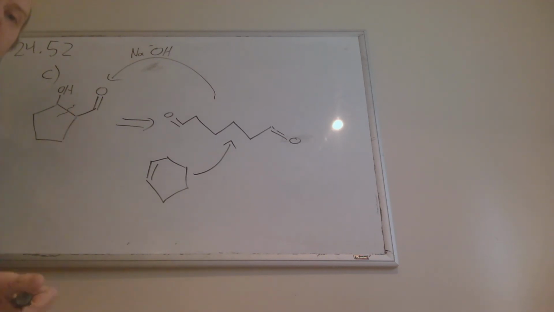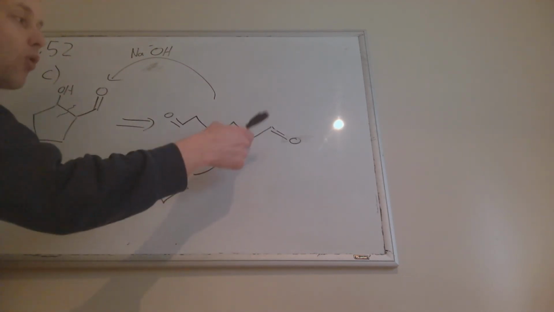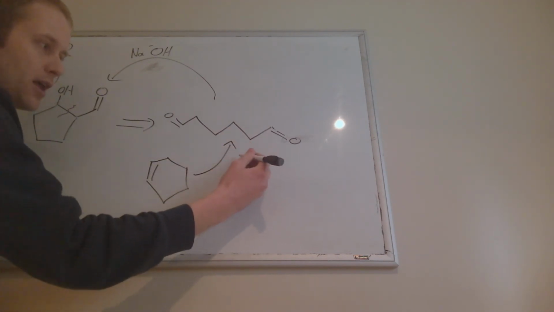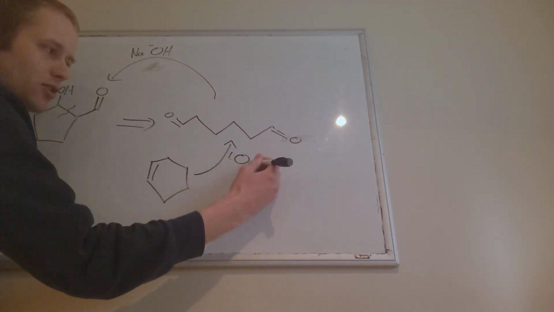We could either use osmium tetroxide and peroxide and then oxidatively cleave with periodic acid, or we can use ozonolysis in order to get here as well. I'm going to use ozonolysis because it's a little bit greener.